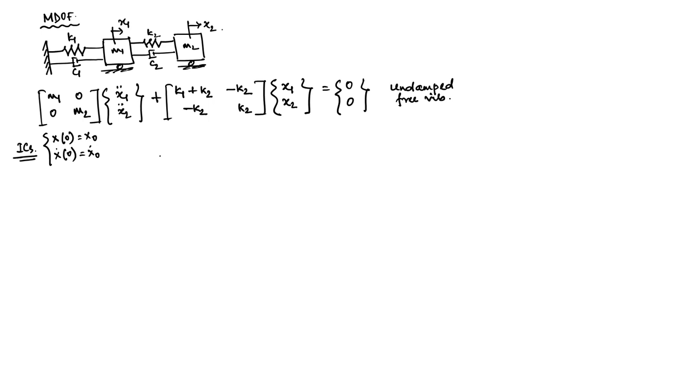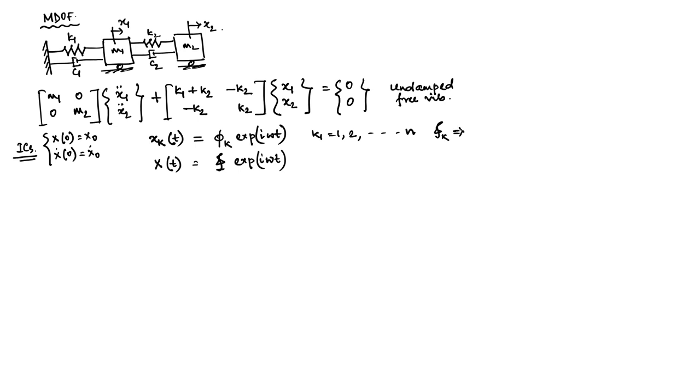Now, in this case, we again have the generalized coordinate xk of t. So, what can we do? We can propose a solution for this, and that proposal is phi k times exponential of i omega t. Obviously, k equal to 1, 2, in this case we have 2 degrees of freedom, but it can go up to n number of degrees of freedom. Now, if we write in vector notation, x of t will be equal to phi times exponential of i omega t, right. Now, what is this phi k?